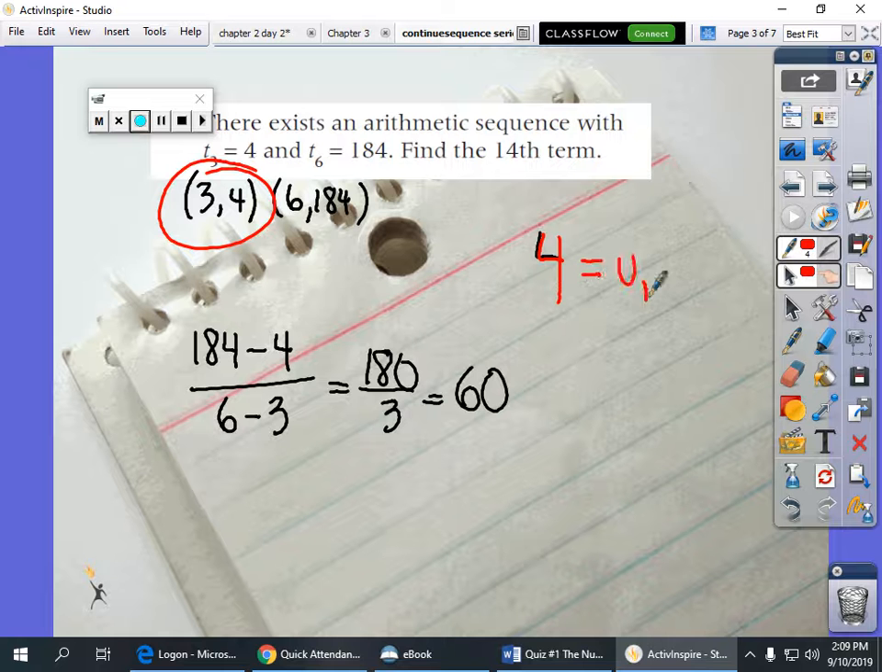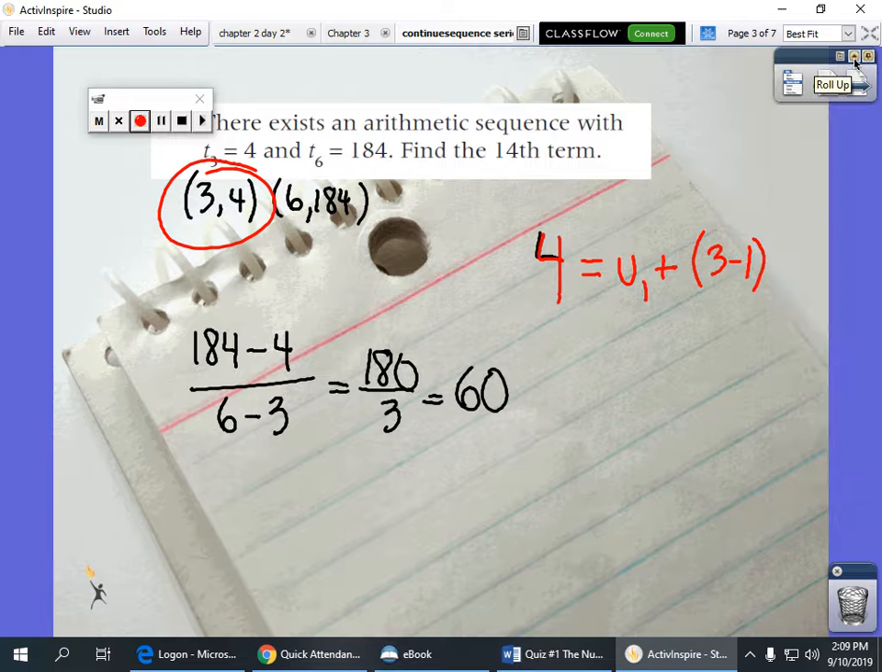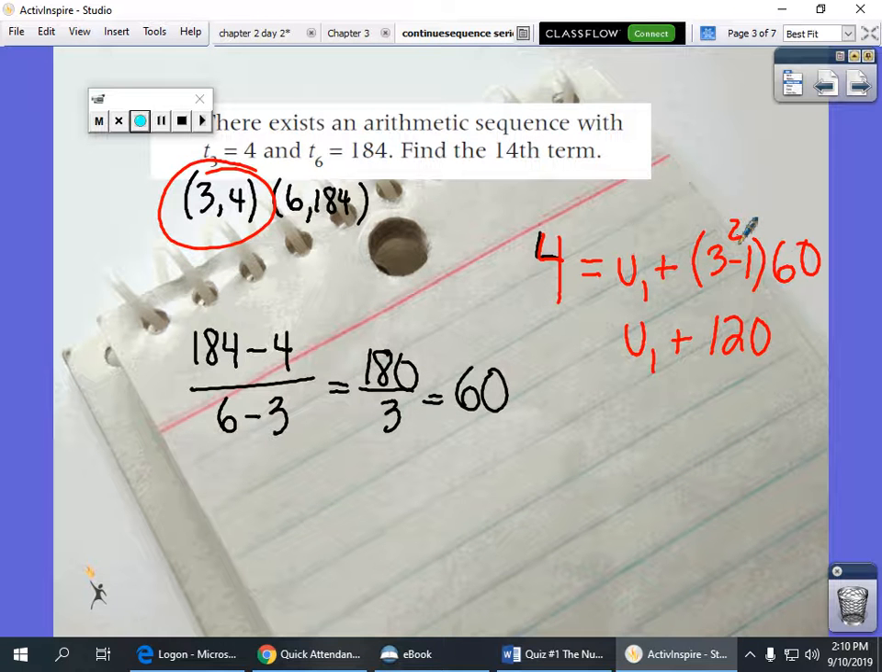equals u sub 1 plus, don't forget the plus. Sometimes I forget the plus and it messes up the whole problem. Okay, then we're going to do 3 minus 1. Why am I doing 3 minus 1? Because that's the number of terms, right? Okay, times 60, which is my d. So u sub 1 plus 120, because 2 times 60 is 120. Are we good? I'm going to subtract 120. I get negative 116, u sub what? Ask your questions.